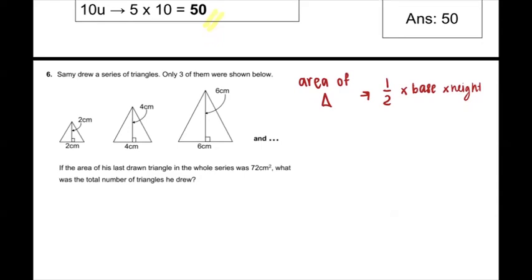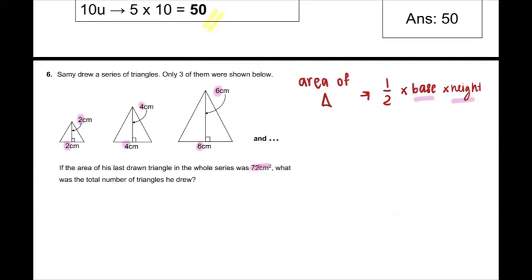So if you have noticed, the base and the height of the triangle are the same. So we have 2 cm base, 2 cm height, 4 cm base, 4 cm height, 6 cm base, and 6 centimeters height. Okay, so that's the pattern. So as long as you are able to find the base times height, you should be able to solve what's the number of triangles that we draw.